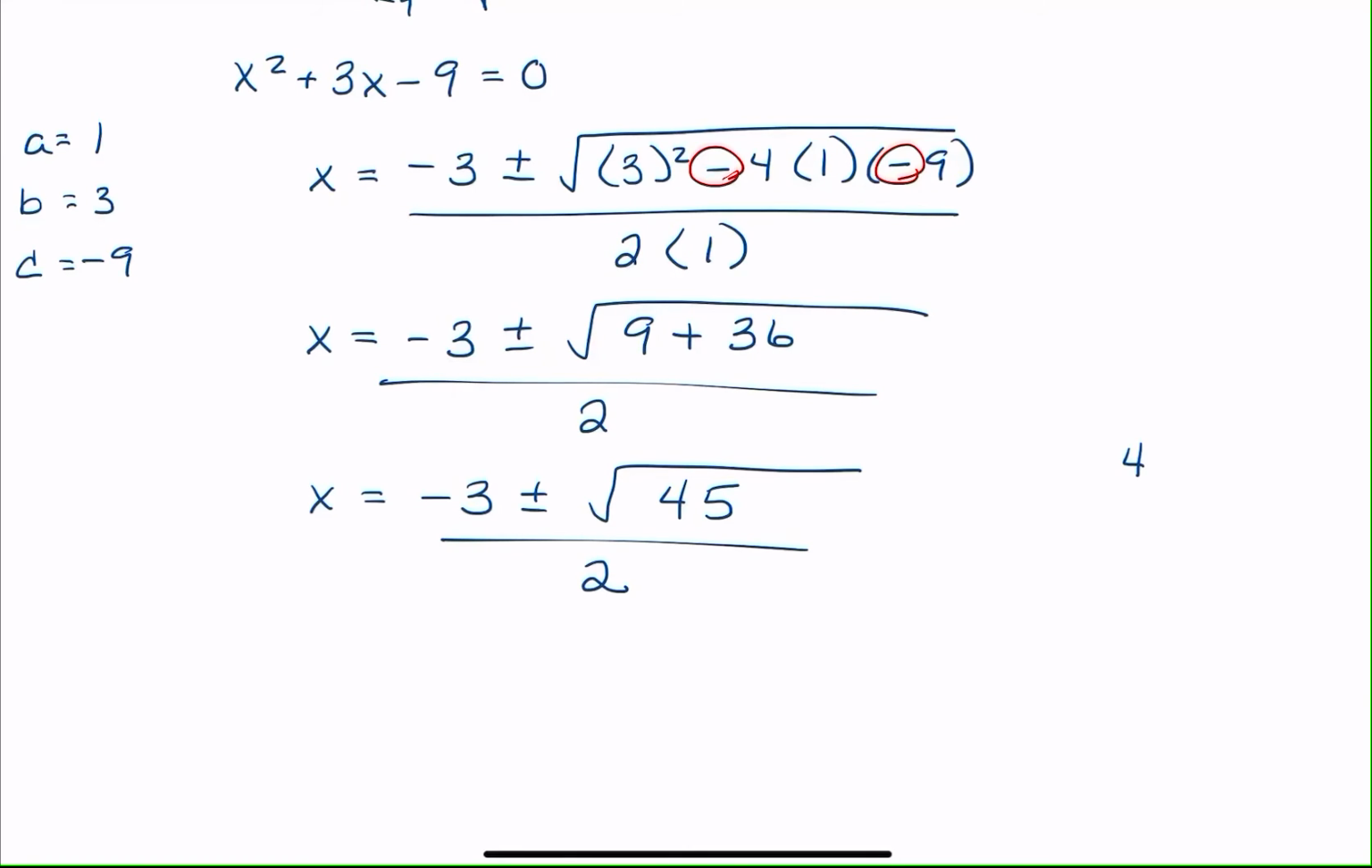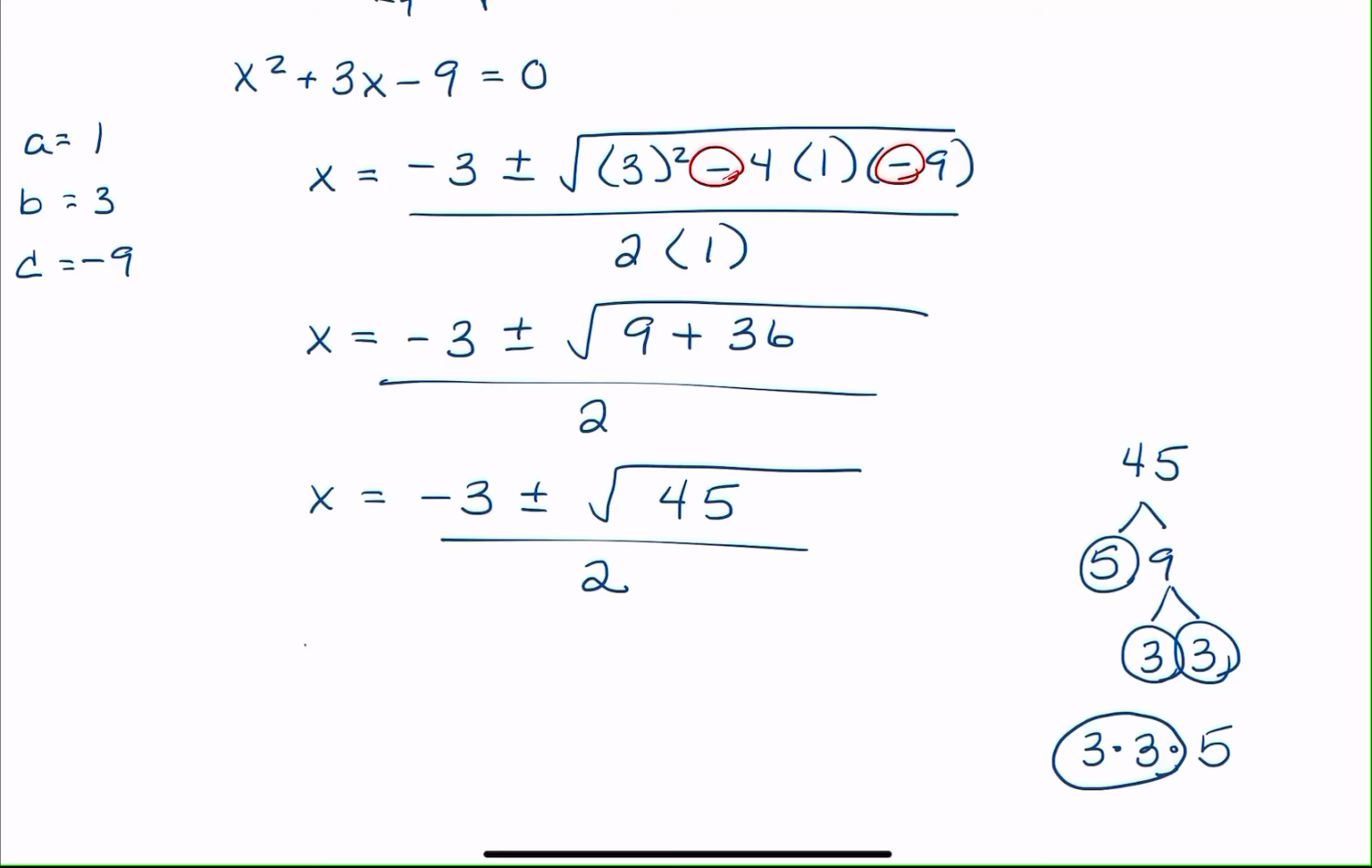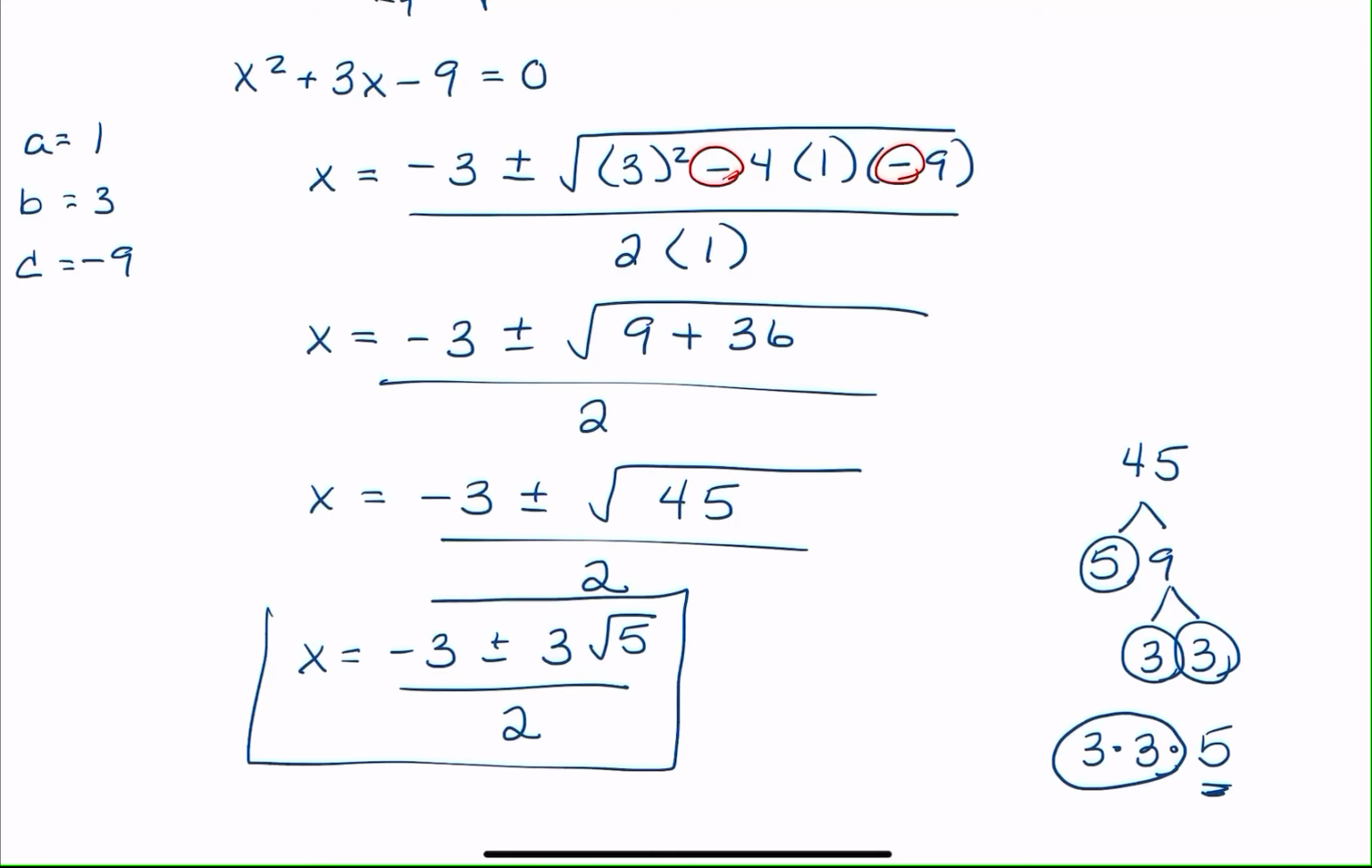Now 45, if you do the factor tree, is 5 times 9, and then 9 is 3 times 3. So it does have a pair of 3's, so it can be simplified. So when you simplify this, you're going to have negative 3 plus or minus the pair of 3's will make the perfect square, so it comes out, and the 5 stays under the square root of 2, over 2. So that gives you your two answers there.